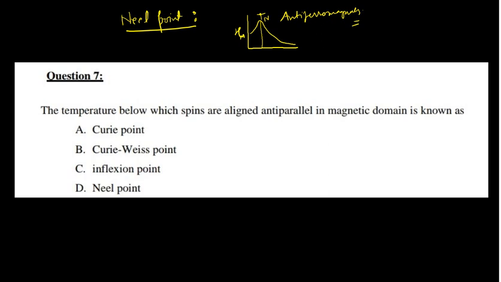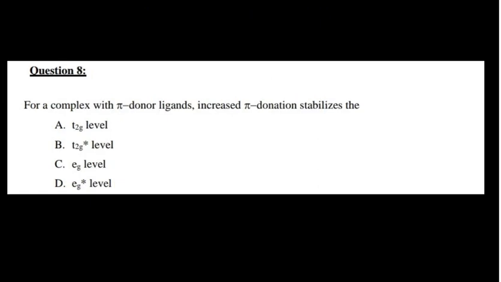So whenever you have anti-ferromagnetic compounds, anti-ferromagnetic complexes, if they cross the Neel point, then they show paramagnetism. Here the temperature is on the Kelvin scale. So the anti-ferromagnetic compound shows paramagnetic properties above the Neel point. So your option D looks like the correct answer in that case. You can mark this one. Now moving to the next problem.